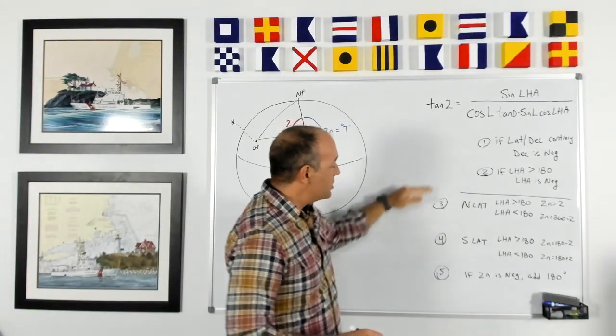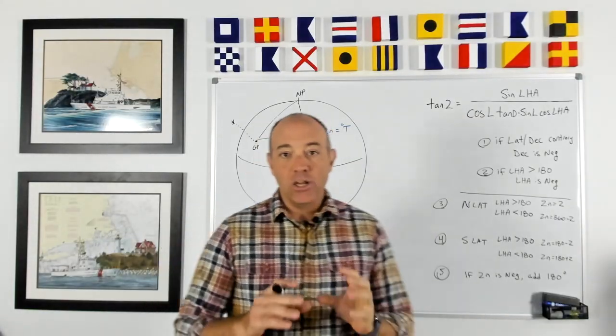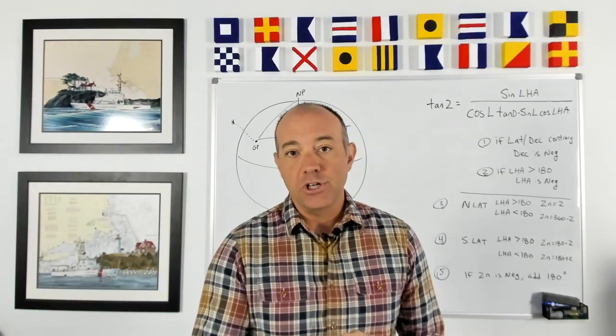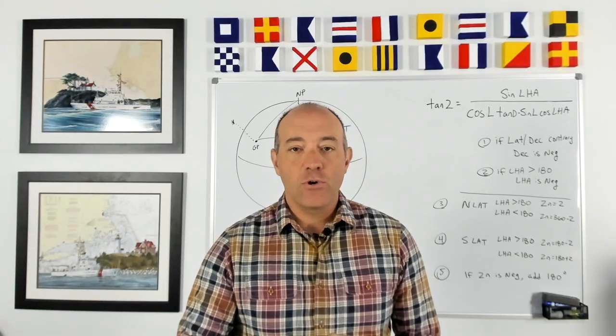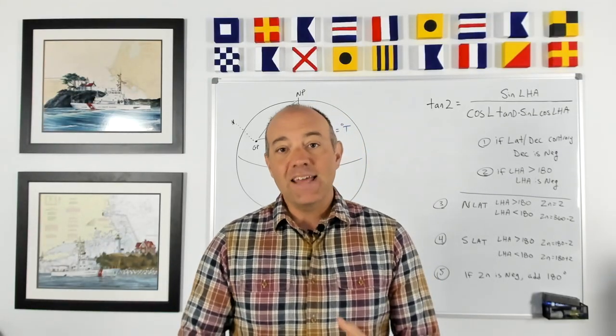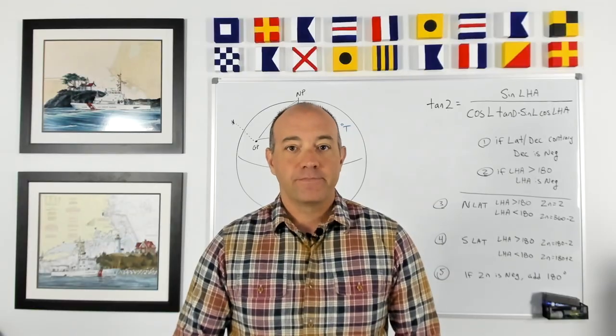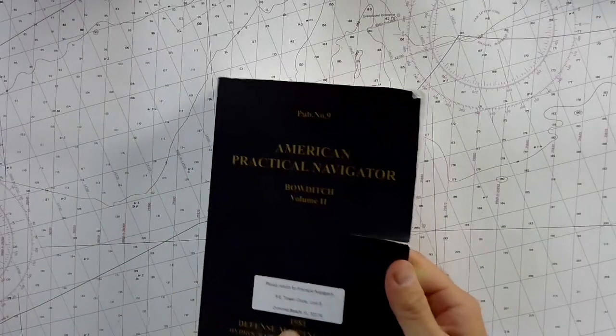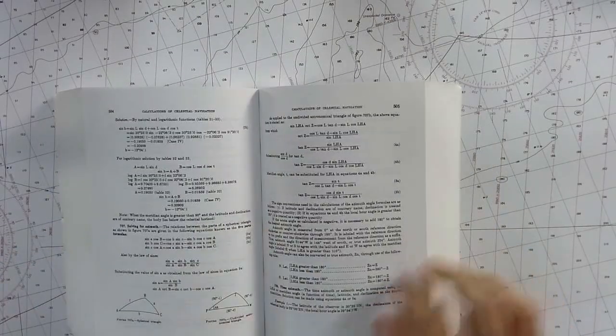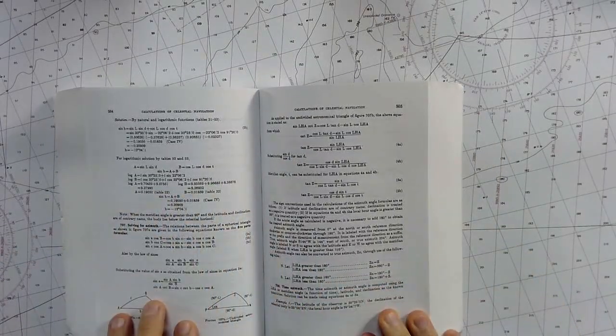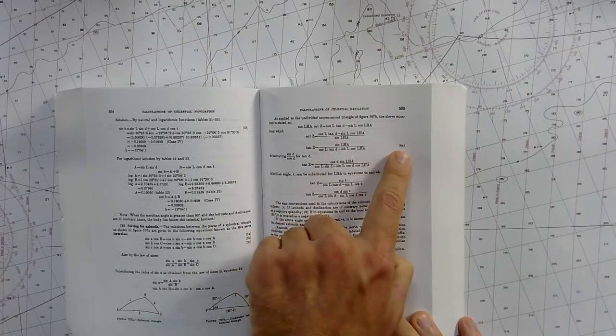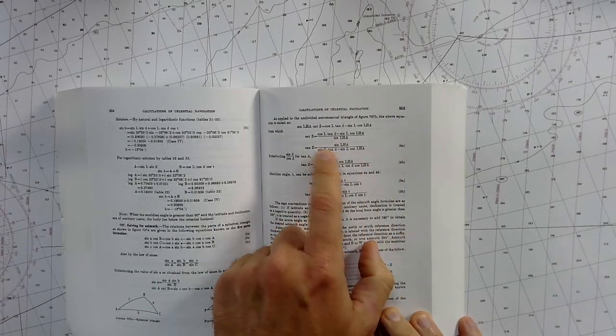There's also a series of rules that you need to apply in order to make sure that the formula works for you every time, but you don't need to memorize those either. They're located in Bowditch. Let me show you where. If you're using the 1981 edition of Bowditch, it's on page 505, and here's a discussion all about solving for azimuths. And this formula 4a is the one that you're going to want to use.